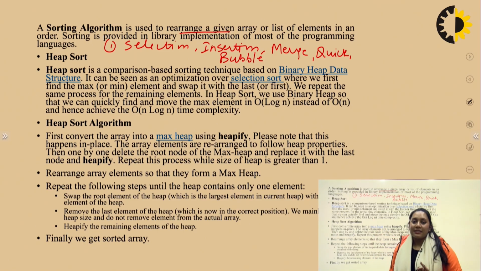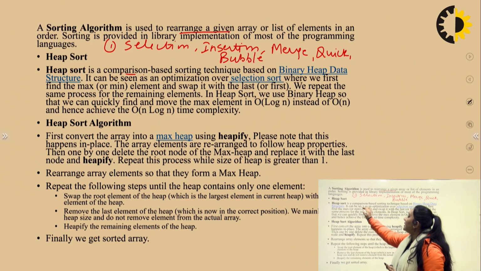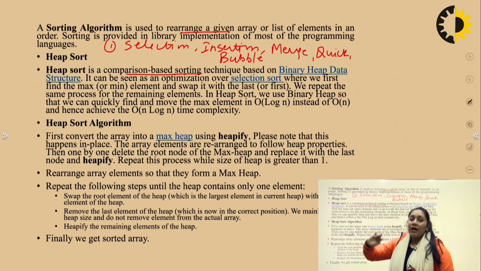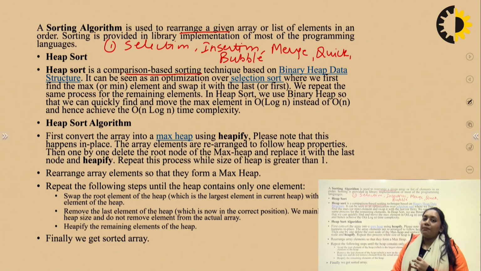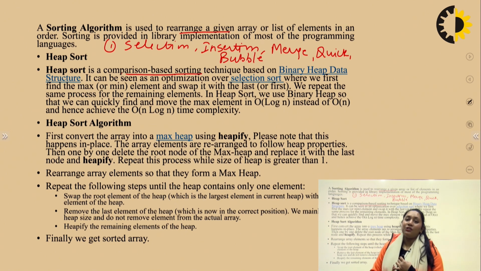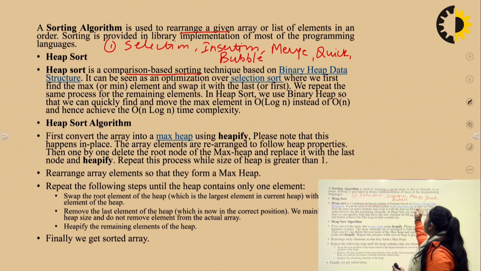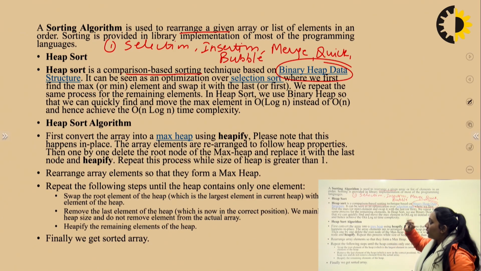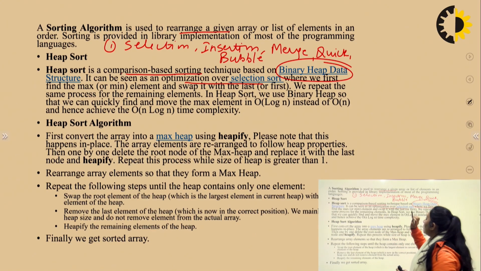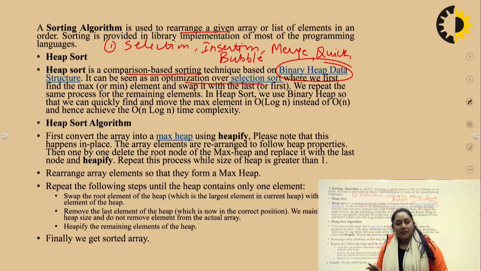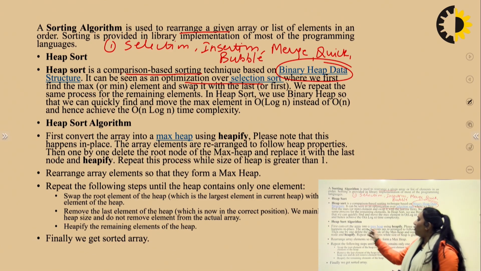Heap sort is fully a comparison based sorting technique, right? Bubble sort is also comparison based, but it works on adjacent elements, right? Heap sort is based on the binary heap, and it is an optimization over selection sort, right? The algorithm is used in the form of a max heap.